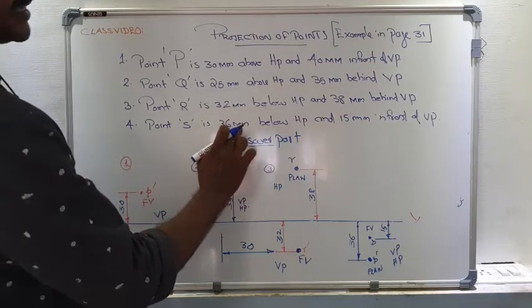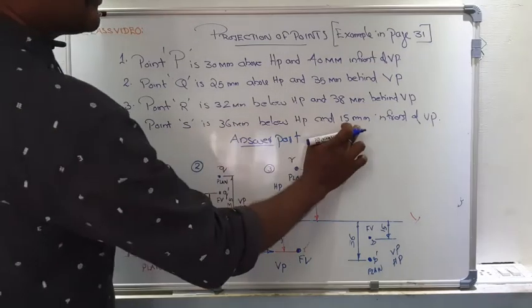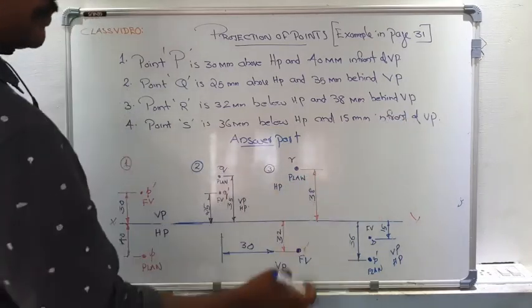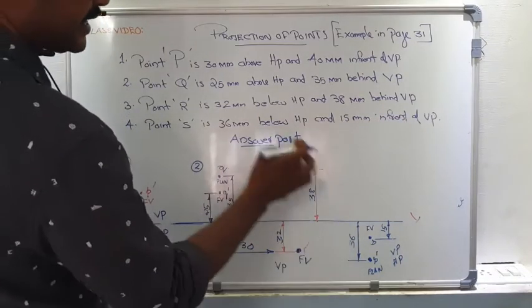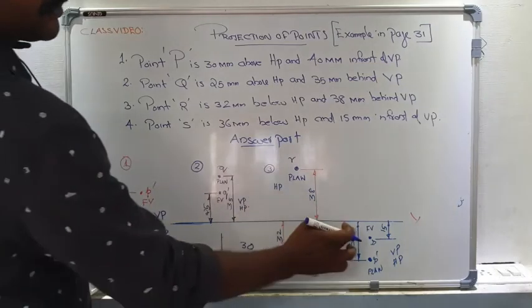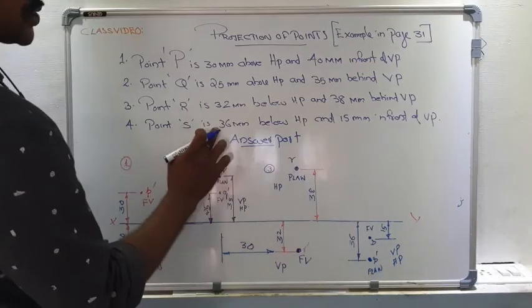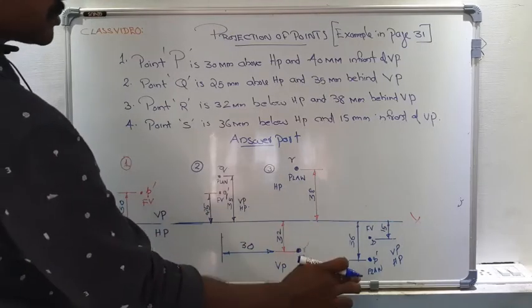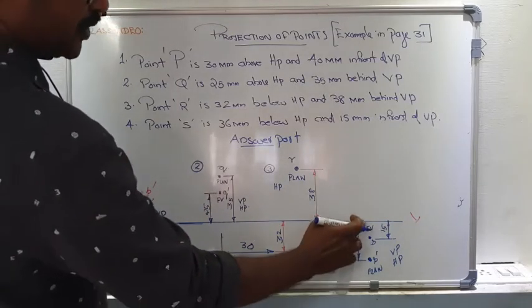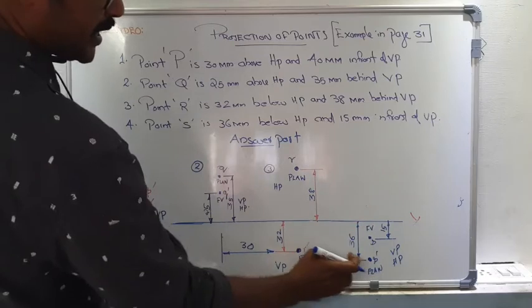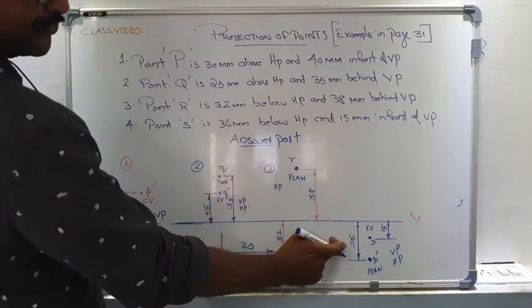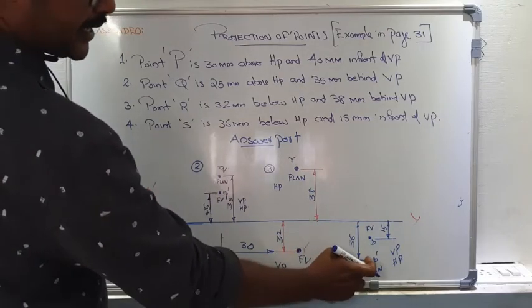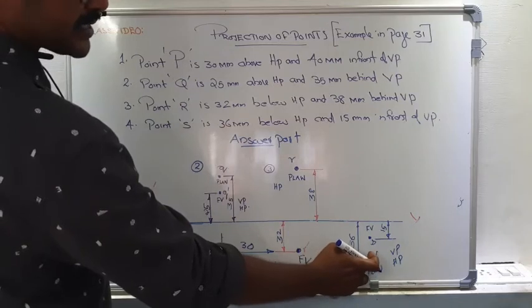That means 36 mm below HP and 15 mm in front of VP. From this hint we can understand our point S is situated in fourth quadrant. So both the front view and plan also come below the XY line. First we have to put a point here, keeping the distance 36 mm below the XY line, and denoted by the small letter S dash.